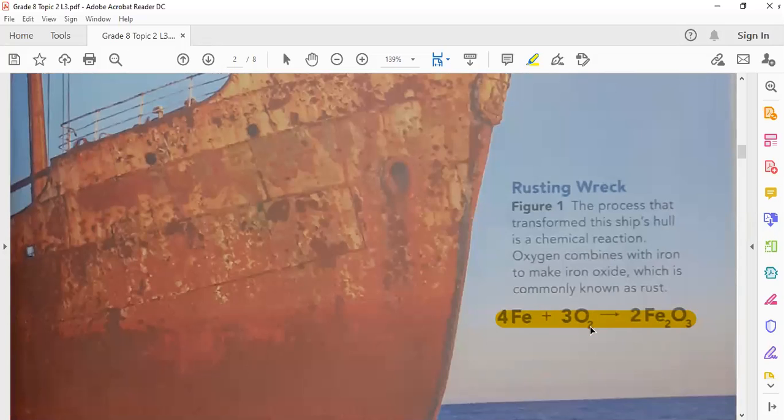This number 2 is called a subscript. It means that there are 2 oxygen atoms. Here, this subscript means 2 iron atoms. Here, 3 oxygen atoms. Understood? Right. Look here, please.